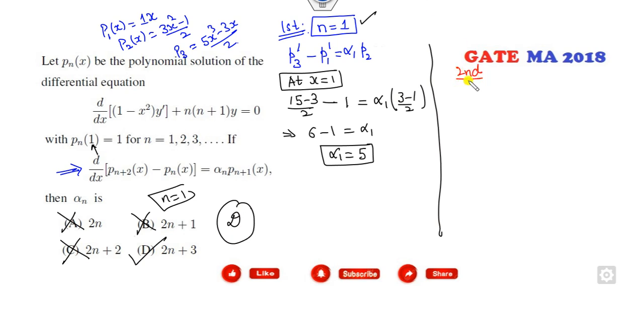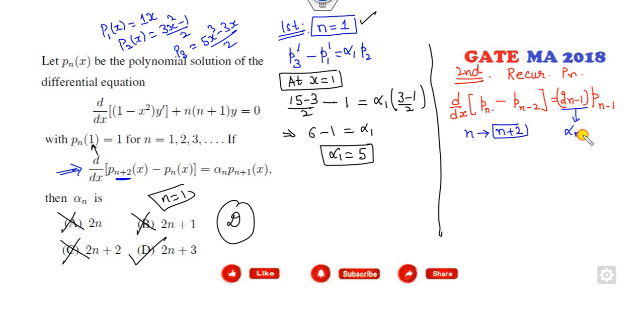There is one more method. If you remember the recurrence relation of Pn, the recurrence relation is: the derivative of P(n+1) minus the derivative of P(n-1) is equal to (2n plus 1) of Pn. Now if you compare them here, you have to replace n with n plus 2, so this is my alpha n. So what is my alpha? I have to replace n with n minus 1, so 2n plus 3 is the right answer again.